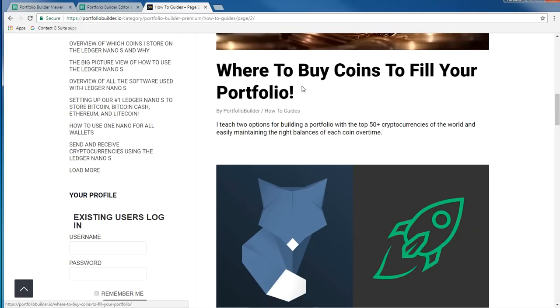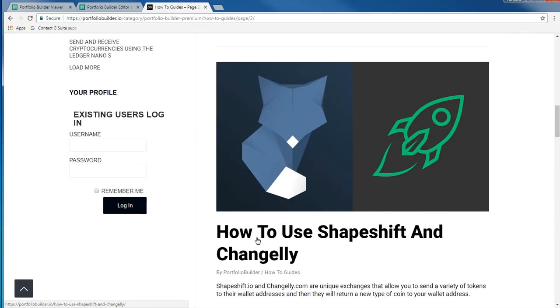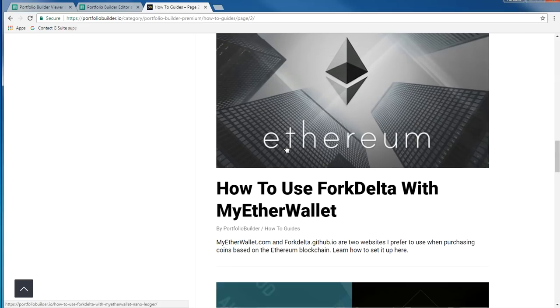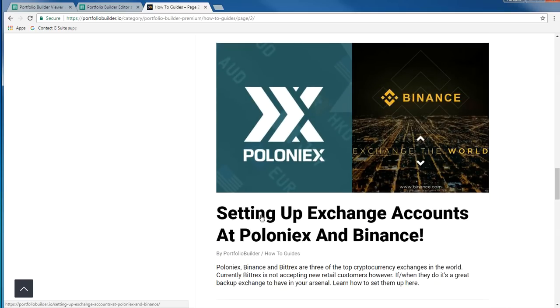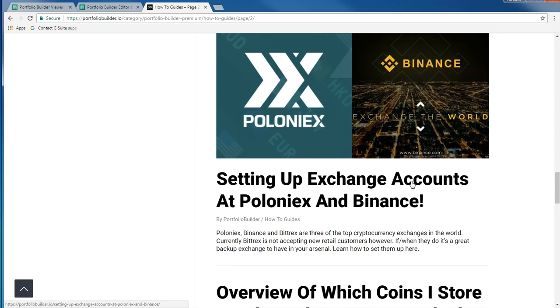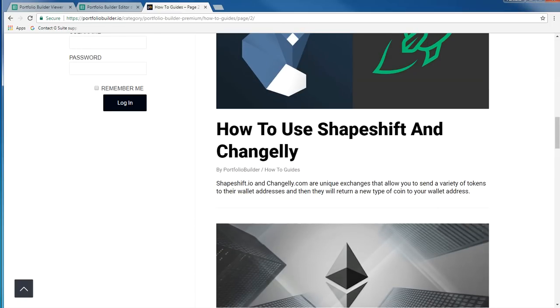And then this is just a good summary of all the different exchanges and why we use them. This will teach you how to use Shapeshift and Changelly with the Nano Ledger S. This will teach you how to use Fork Delta with MyEtherWallet, which is also connected to your Nano Ledger S. And then this teaches you Poloniex and Binance inside out. So at this point, if you don't know how to do that, you need to come study these courses, which are available in our paid membership area.